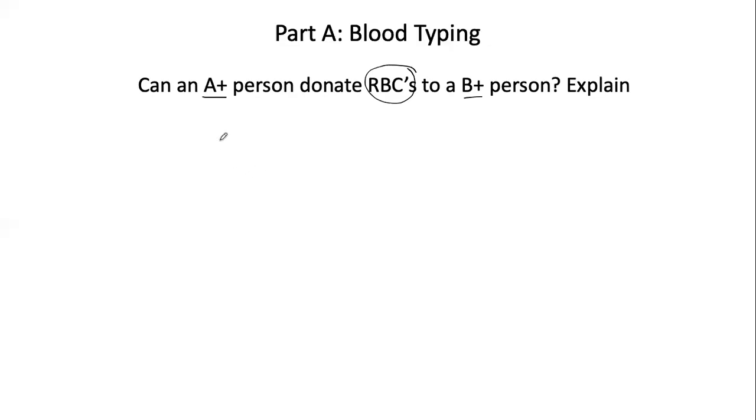Okay, so A positive, what does the surface of their red blood cell look like? Good, so they have A antigens on the surface. And what does positive mean? Good, they have the Rh factor. So now you know what's on the surface of the red blood cell. What is in the plasma?